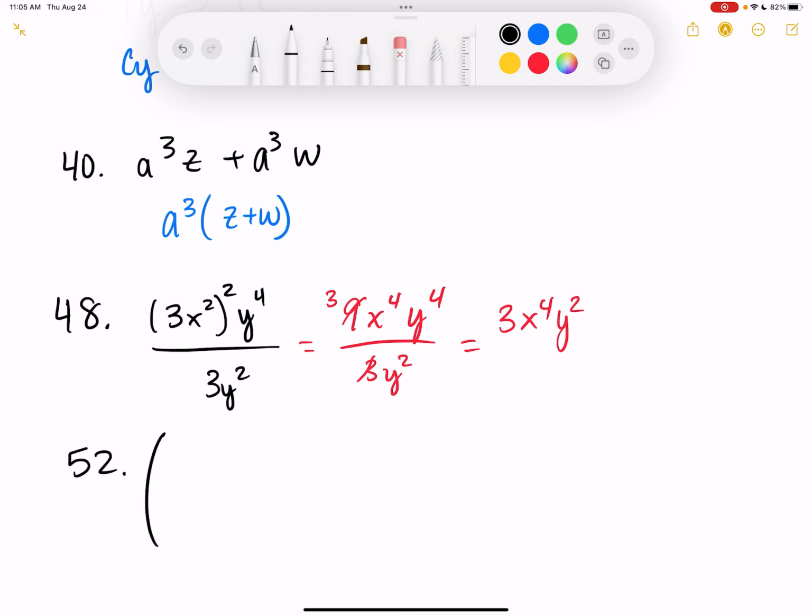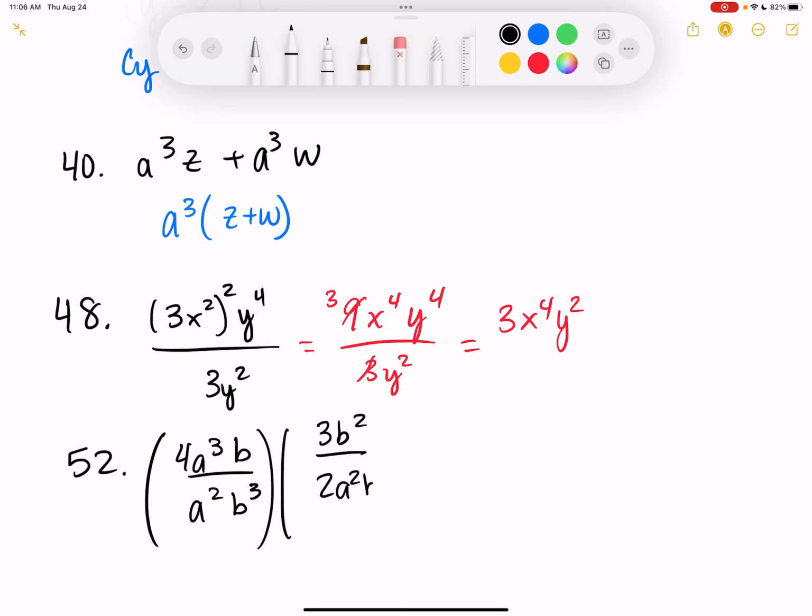52. 4a cubed b over a squared b cubed, close parentheses, times 3b squared over 2a squared b to the fourth.